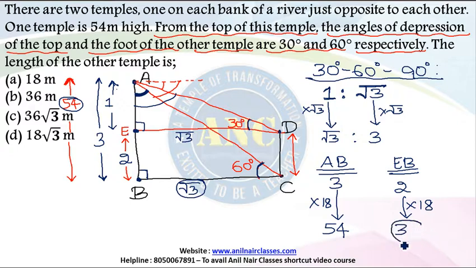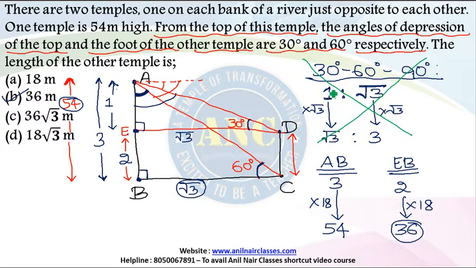2 into 18 is 36. Answer is option B. Simple, easiest way of solving the problem. In fact, I told you in my previous problems also, there is no need for you to write this and waste your time in the exam. I wrote it for my explanation, for your better understanding.